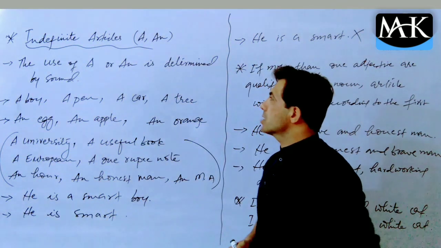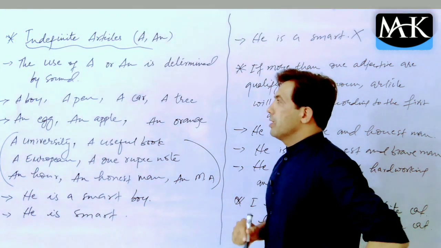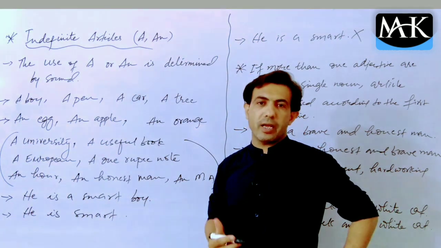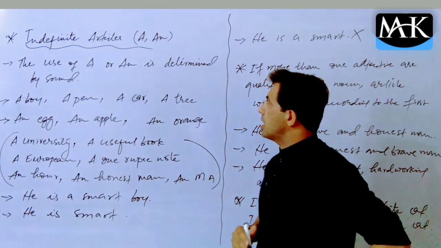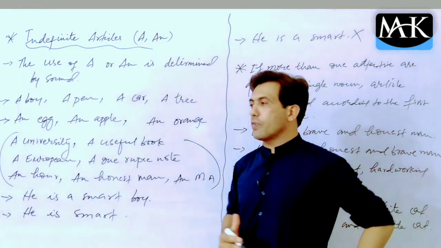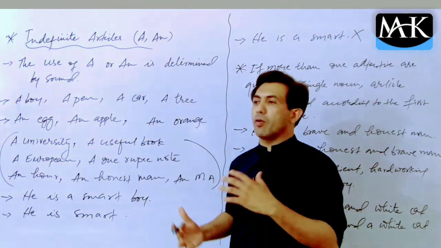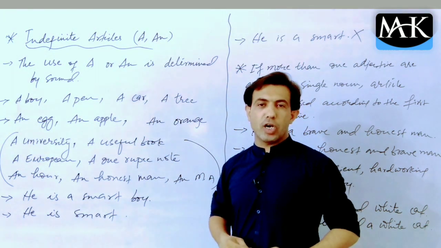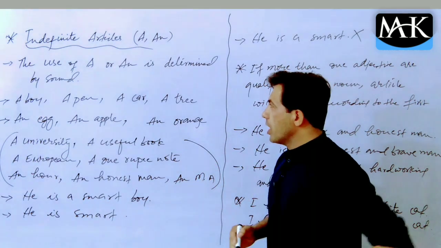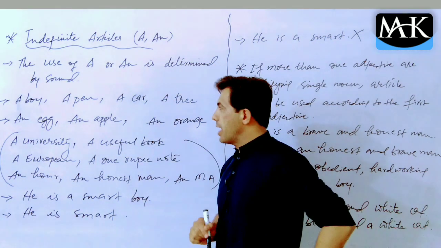Today I'll talk about indefinite articles, I mean a and an. There are two types of articles: definite means the, and indefinite articles means a and an. Articles are so important as far as the English language is concerned. Whether you want to speak or write, you must have command on the articles. So in this video, we are going to cover the indefinite articles, I mean a and an.